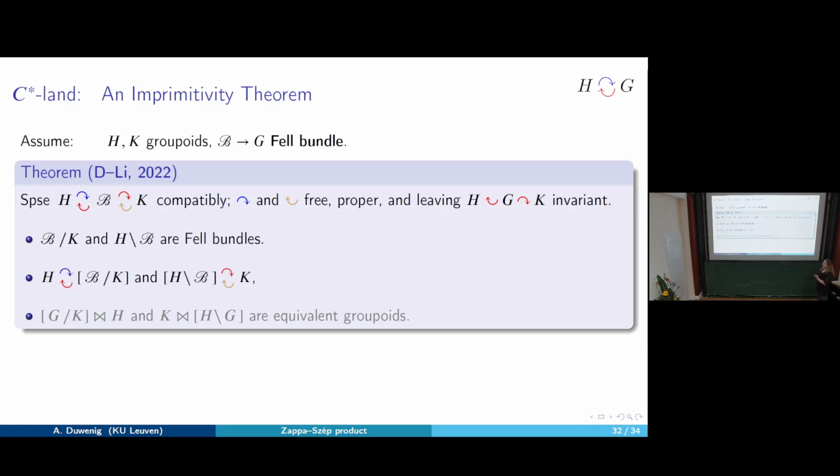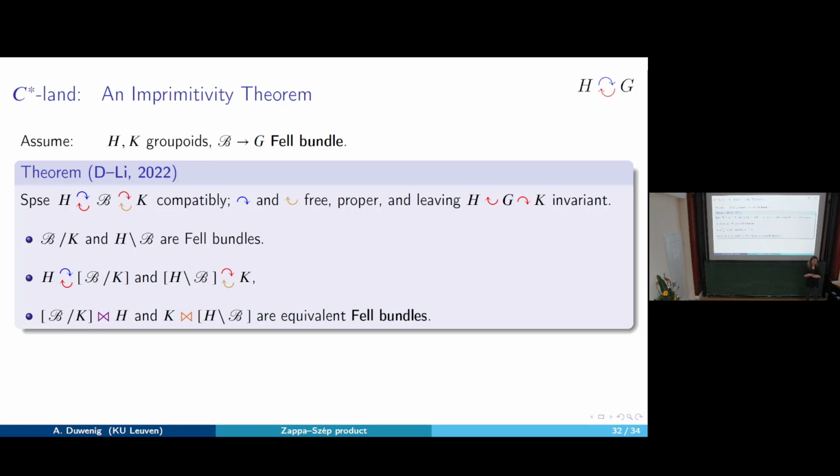On these quotient Fell bundles, you get actions that are compatible. You can make sense of the Zappa-Szép product. And lastly, the Fell bundles that you get from our construction, and these here should be the curly bow ties, I'm sorry, like those fancy ones. So this is the new construction that we made. These are again equivalent as Fell bundles.